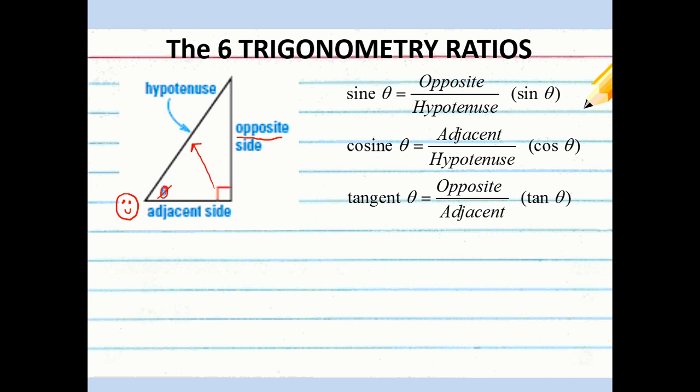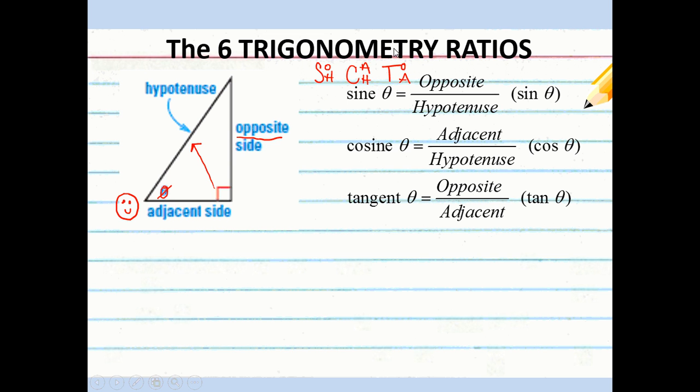So what we know are these three basic functions. We know sine of theta would be opposite over hypotenuse. And then we know cosine is adjacent over hypotenuse. That's SOH, CAH, and then we know tangent is opposite over adjacent, which is TOA. So we know the three basic functions: SOH, CAH, TOA.